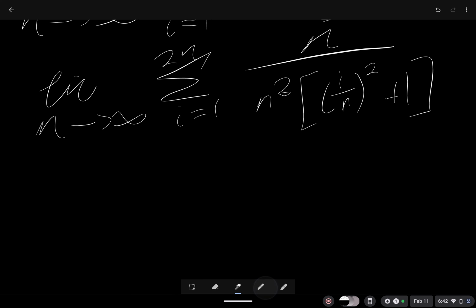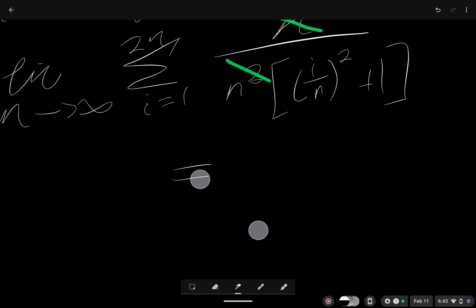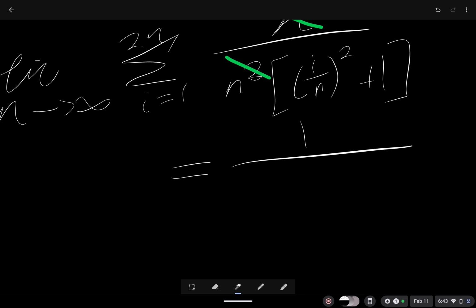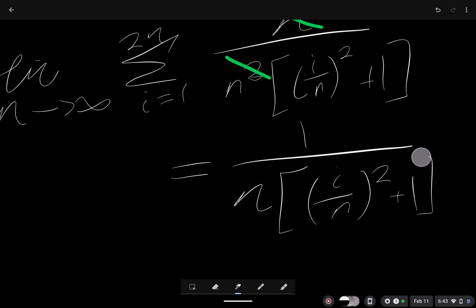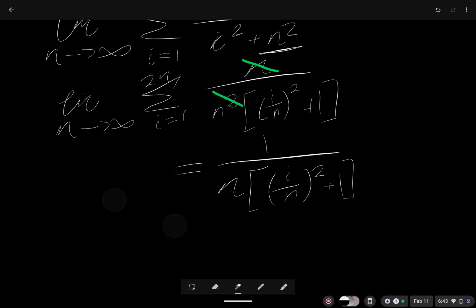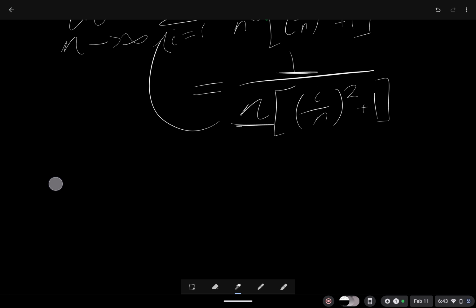Now you may notice that we can actually cancel out the n and the n squared. We're going to do just that for the sake of simplification, and also to get us to our next step. I'm not going to write the integral, I'm just going to write our expression for the sake of time. So we have 1 over n times i over n squared plus 1. Now we can factor out this 1 over n from this expression and put it at the front of our summation. I'll show you where this leads in a second.